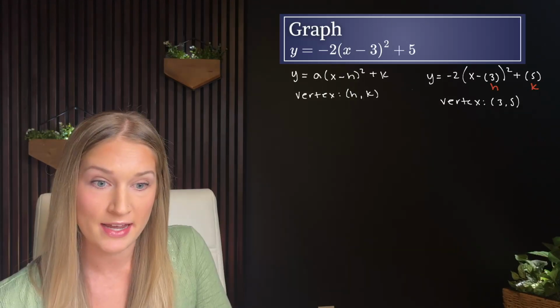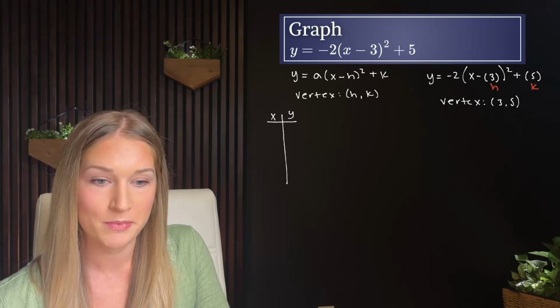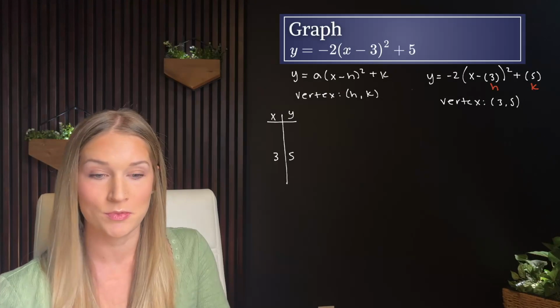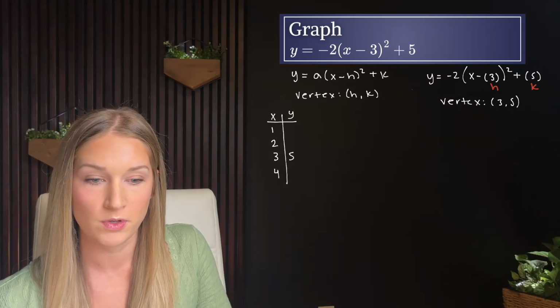So I just found the vertex, and that is in the middle of my graph. So if I'm making a table, let me just put that in the middle of my table, and then I'll find a couple points below and a couple points above. So let me plug in x is 2 and 1, and then 4 and 5.